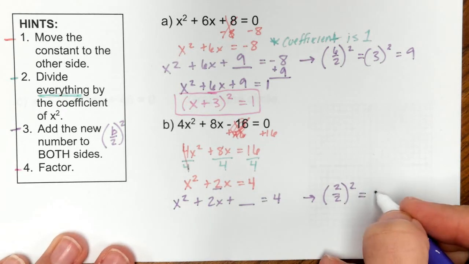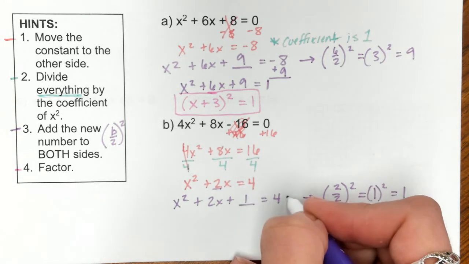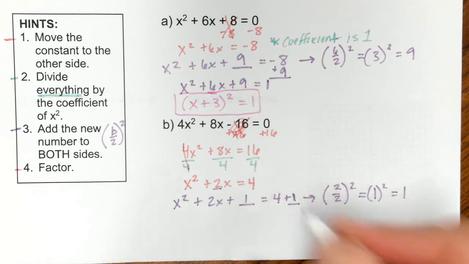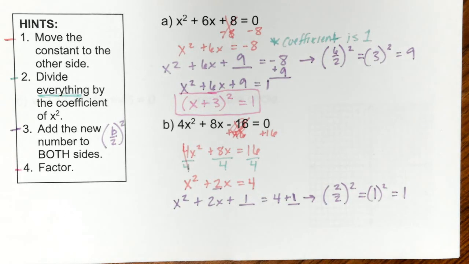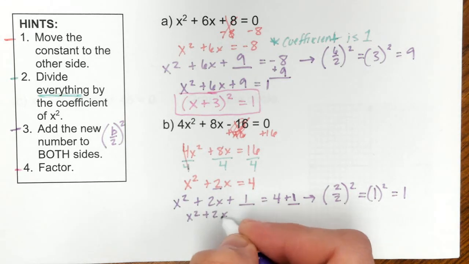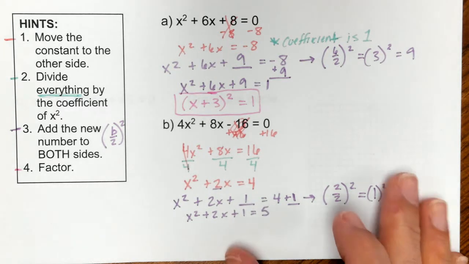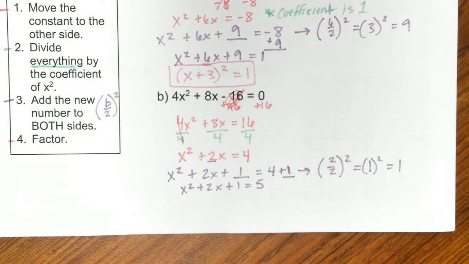Well, 2 divided by 2 is just 1. Squared, 1. So we're going to add 1, making sure that we add it to both sides. Again, we need to keep it level. So our new equation is x squared plus 2x plus 1 is equal to 4 plus 1, which is going to give us 5. Last step is just factoring it out.